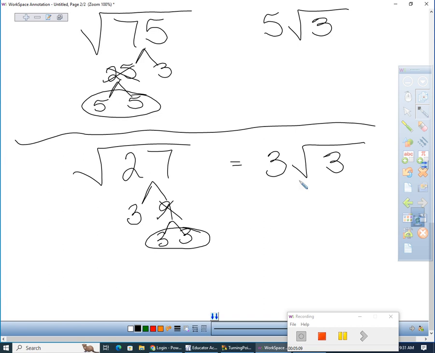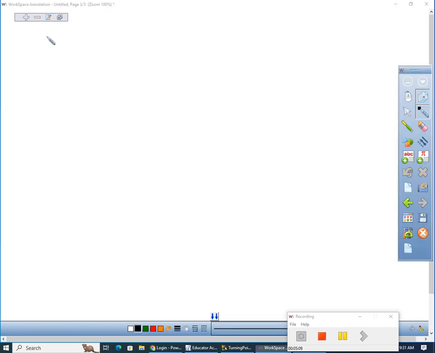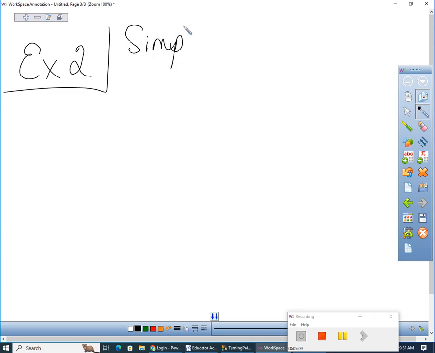Okay, now let's cover the question you had. All right, so here's example number 2. Again, I'm going to ask that you simplify. All right, and let's go with the square root.